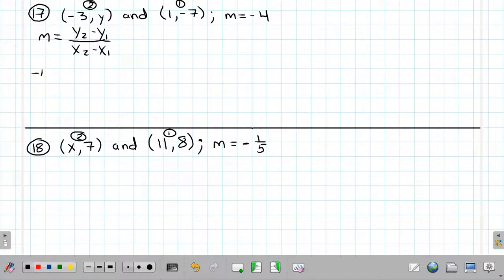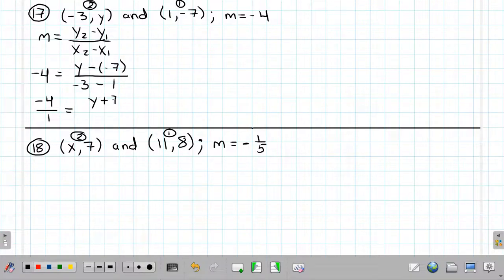So in this case, I would have negative 4 is equal to y minus negative 7 over, once again, got to be careful here. X2 in this case would be negative 3 minus 1. So clean some things up. We would have negative 4 over 1 is equal to y plus 7 over negative 4.